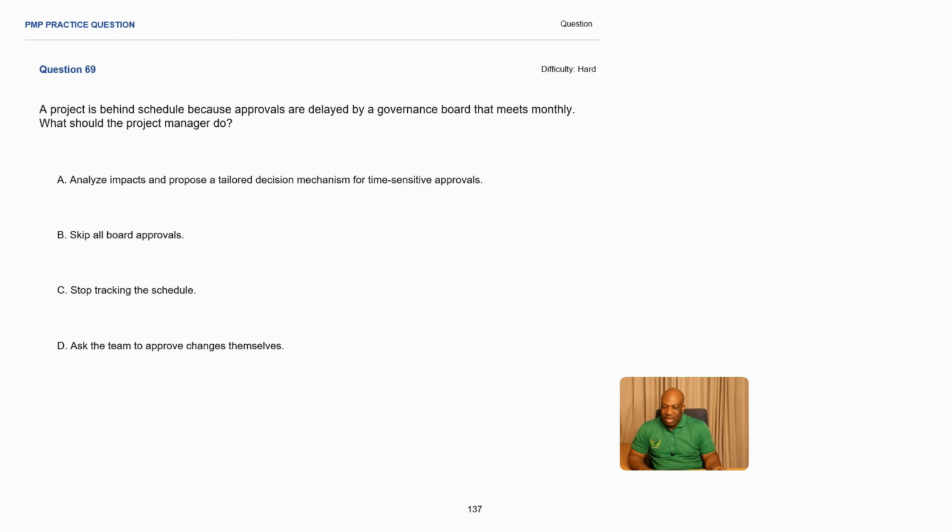Practice question number 69. A project is behind schedule because appropriate approvals are delayed by a governance board that meets monthly. What should the project manager do? So the difficulty level is hard, right? Let us go through the problem statement here. A project is behind schedule because approvals are delayed by a governance board that is meeting monthly. So that's a big problem. You have delays in approvals because the governance board meets monthly. What should the project manager do?